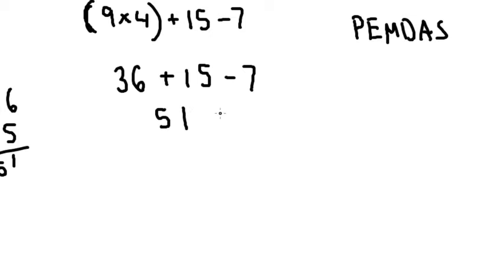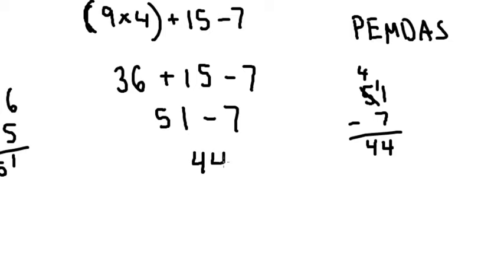And then bring down the minus 7. Then we want to do 51 minus 7. So write that down, 51 minus 7. We can't subtract 1 minus 7, so we borrow from the 5 to make it a 4, which makes that an 11. 11 minus 7 is 4, and 4 minus nothing is 4. So 51 minus 7 is 44.